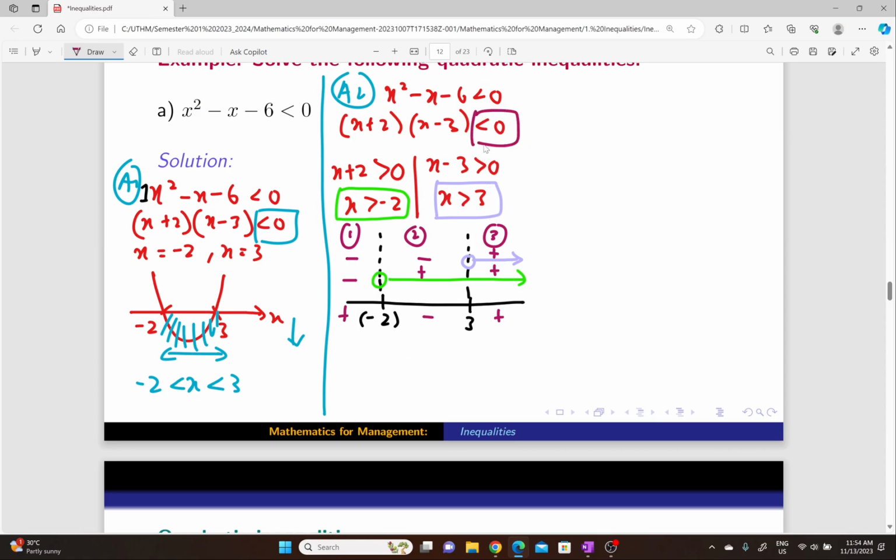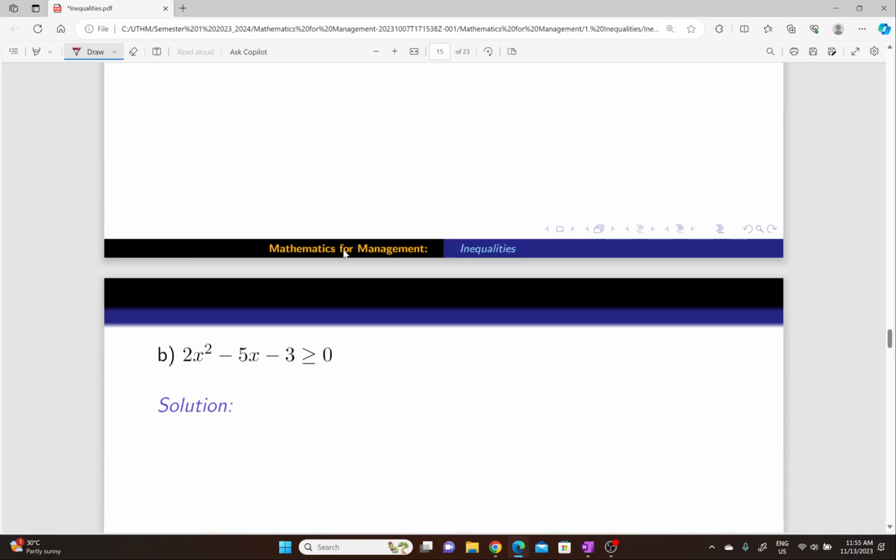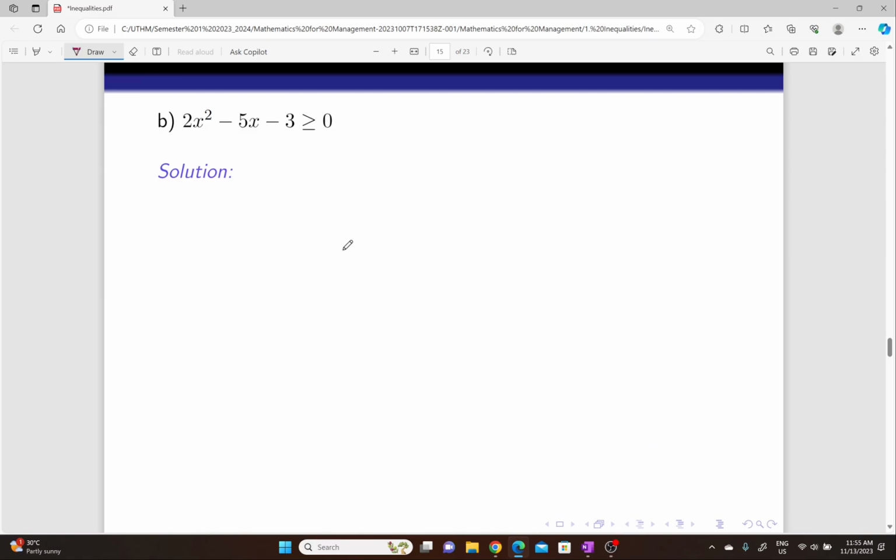Less than, okay, less than, negative, choose negative in between. So the answer is, that is the answer. Okay, this is the number line system. This is another way of solving quadratic. Whichever you feel okay, convenient, you can follow. Okay. So this one, there is another one.